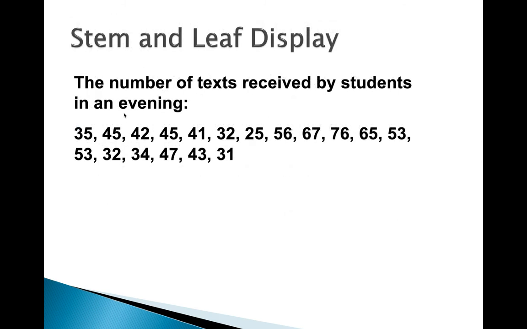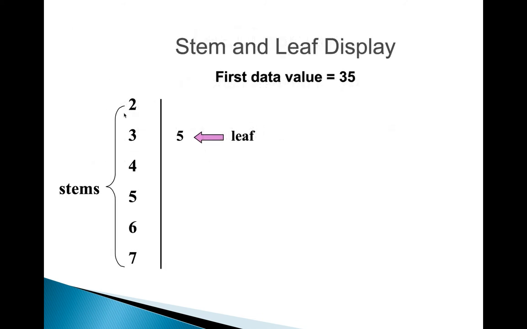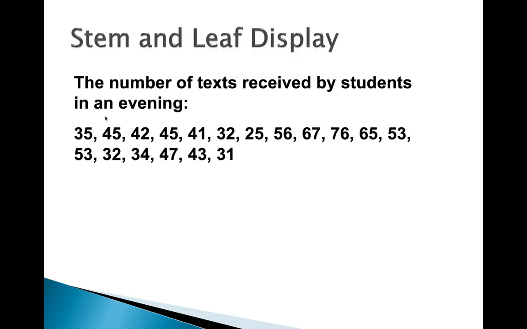Okay, so here's a set of data we're going to use, the number of texts received by students in an evening. And so we've got this set of data. We're going to split each value into stems and leaves. The leaf can only have 1 digit. Since this is a 2-digit number, our stems are going to be the tens digits and our leaves are going to be the ones digits.